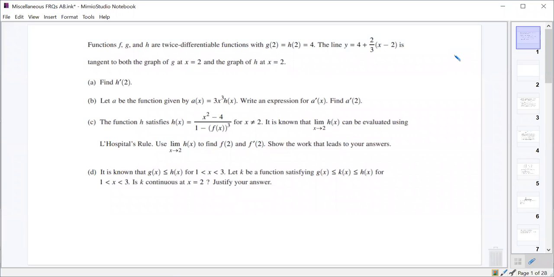So let's take a look. Part A should have been pretty easy. We're looking for h prime of 2, which means the derivative of h at 2, or the slope of the tangent line of h at 2. And if this line is tangent to h at x equals 2, you just need to find the slope of that line, which is 2/3. So that one was worth just 1 point. Everybody good there with part A?